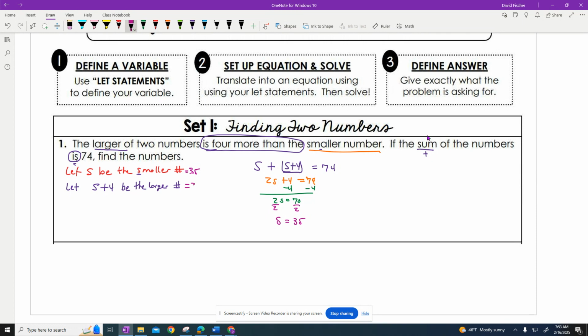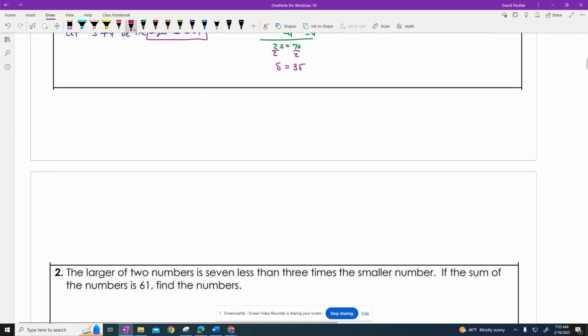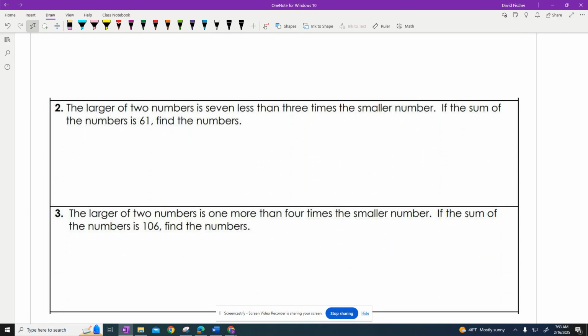All right? So we're going to do a couple of them here. So the smaller number is 35. I want to box that because I just found it. And then the larger number is 39. Find the two numbers is what they want us to do. All right? It takes some practice. By the time you get to the third one, I think you'll be pretty good at this. All right, let's see what we got here.